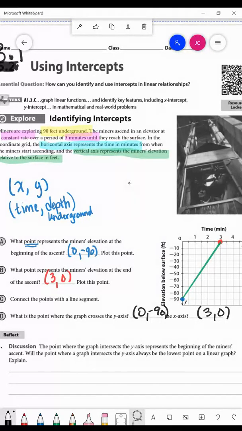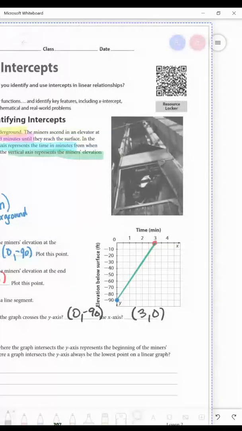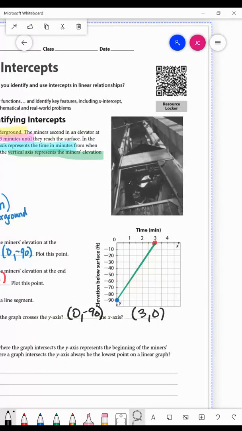And then we connect the dots using a slide rule, a ruler, or just a piece of paper. So at what point did it cross the y-axis? It crosses the y-axis at 0, negative 90. And when does it cross the x-axis? Well, the x-axis is the horizontal, and it crosses at 3, 0.